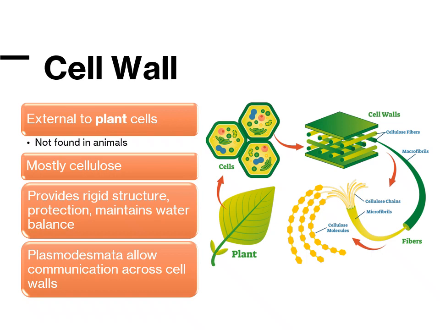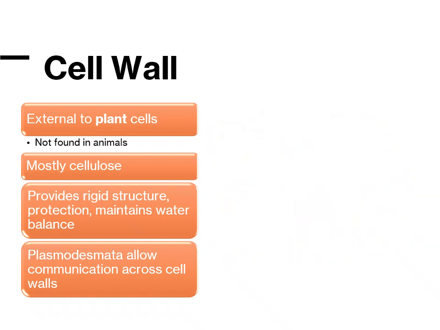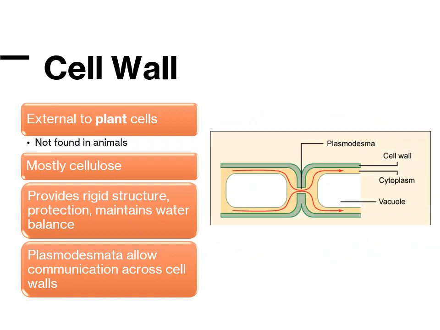The cell wall is the external structure surrounding plant cells. It's composed predominantly of cellulose, a polymer of glucose hydrogen bonded into rope-like fibers to provide structural support, protection, and maintain water balance by limiting the volume of the cell. Similar to gap junctions in animal cells, plant cell walls contain channels called plasmodesmata, which allow passage of materials and communication between neighboring cells.